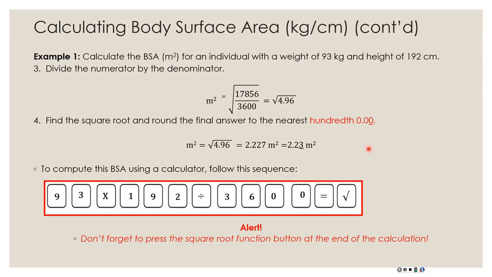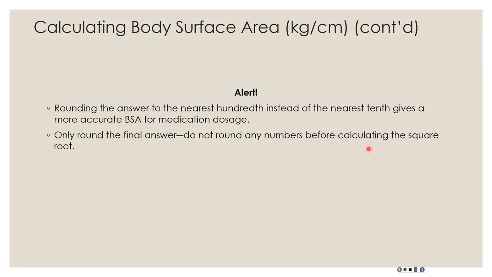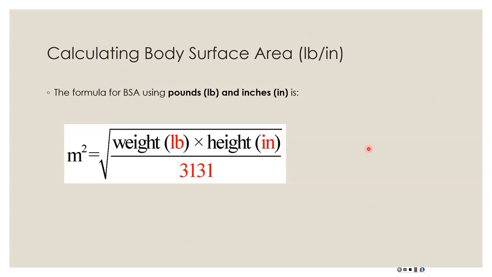So you really want to play around with these numbers and your calculator to make sure that you understand what you're supposed to be achieving. We want to, again, make sure to round to the nearest hundredth instead of tenth so that we can have an increased amount of accuracy. And we want to make sure to round at the end, not before we get to the square root, again, to make sure we've got the closest number possible.